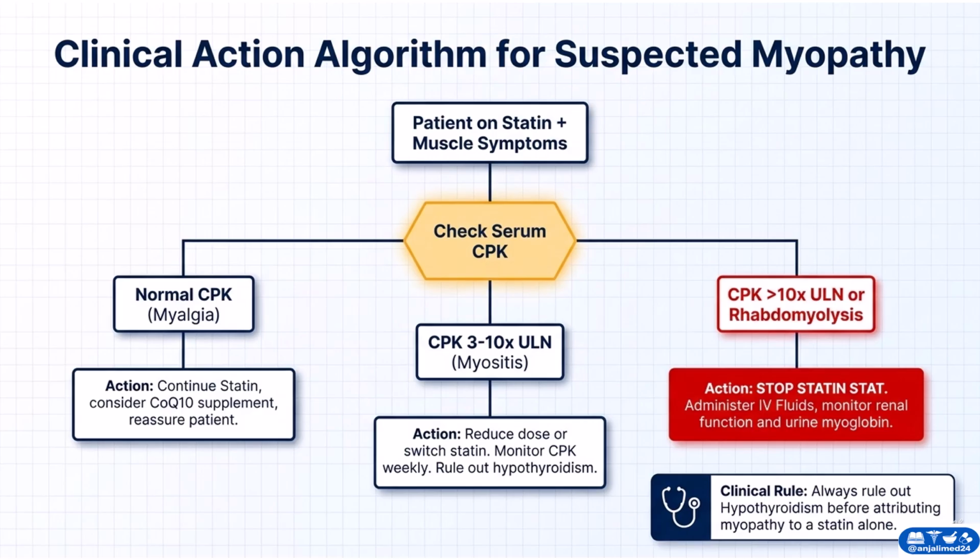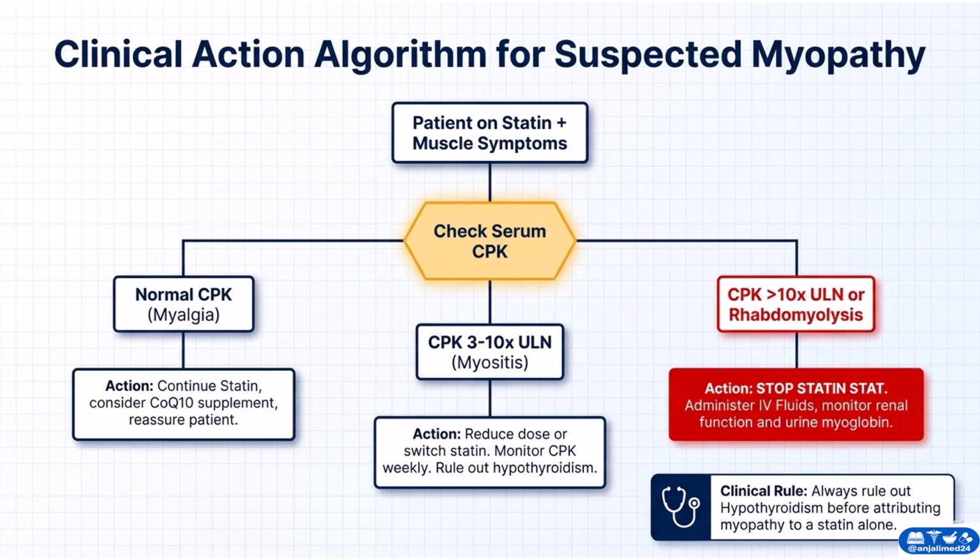If the CPK is normal, this is likely myalgia and consider adding coenzyme Q10 supplementation. If the CPK is 3 to 10 times the upper limit, this is myositis. Now you need to reduce the dose or switch the statin and monitor the CPK levels closely. Also, don't forget to rule out hypothyroidism.